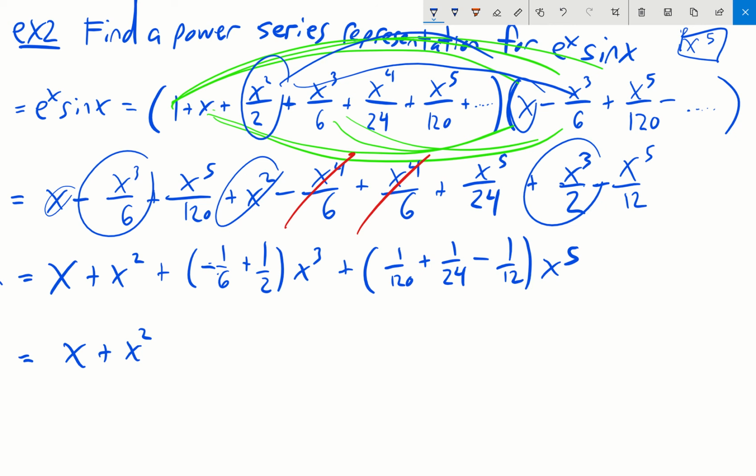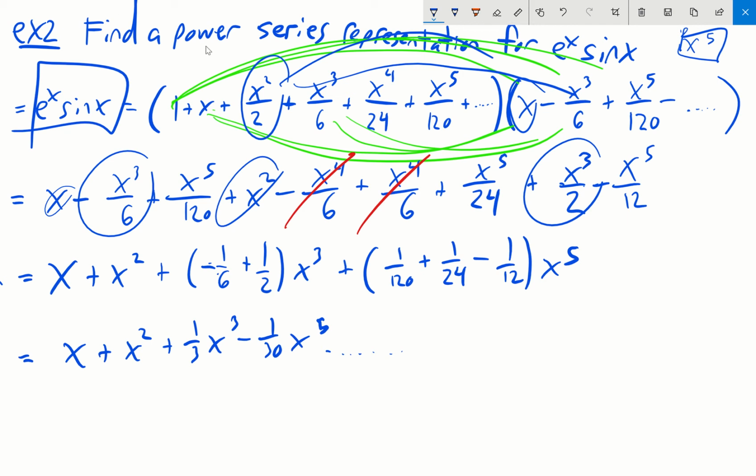We can now go ahead and combine those like coefficients. We have x plus x squared. Just off the top of my head, I know that this is going to be a positive 1/3 x cubed. Now I'll leave the arithmetic to you. I'm just going to punch it into my calculator. If you do 1 over 120 plus 1 over 24 minus 1 over 12, and then of course leave it as a fraction, get common denominators, that's going to end up being a negative 1 over 30 x to the 5th. And then of course, this is but the first few terms of the power series of e to the x sine x.